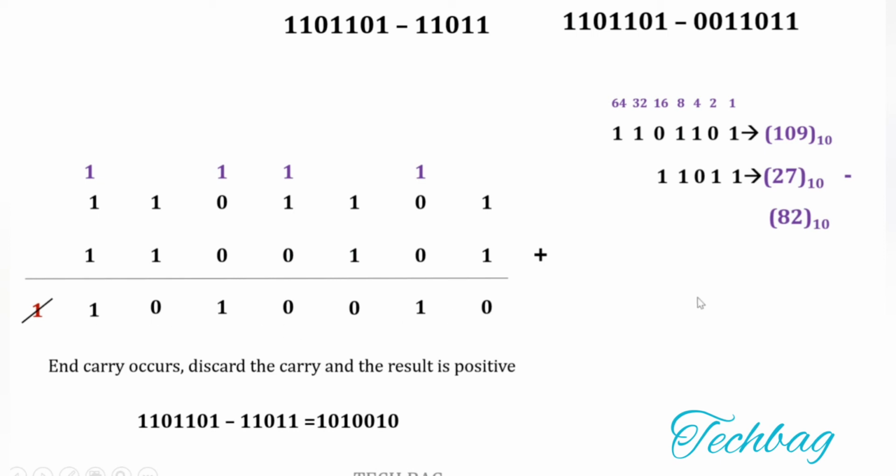Here, this is your answer. So, here, 64 and here, 1. So, 64 plus 16, that is 80. Again, we get 1 here, that is 2. So, 80 plus 2, 82. So, we get the same answer here. We get the same answer in 1's complement also.